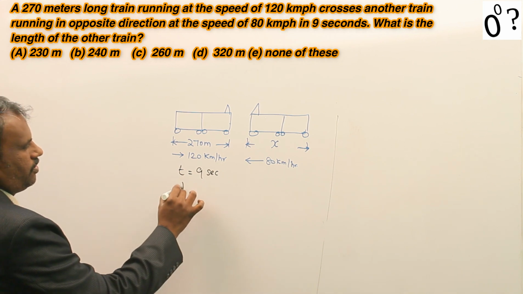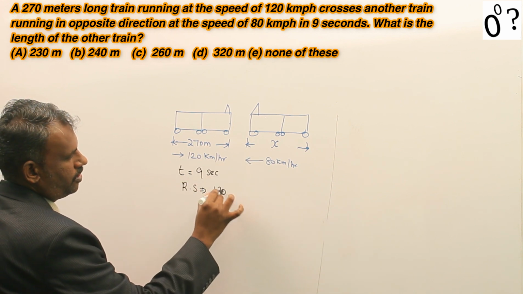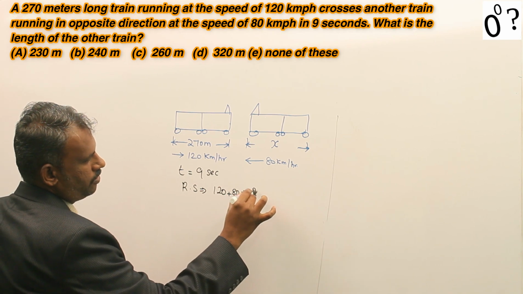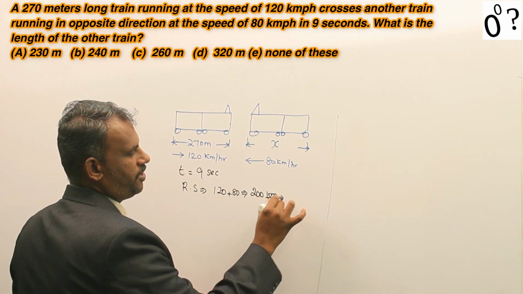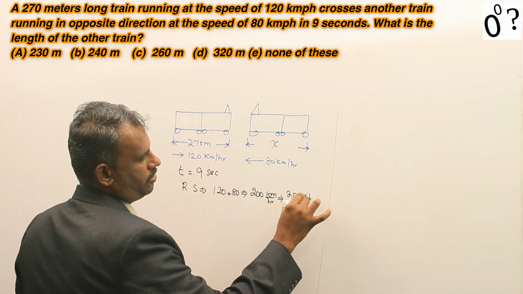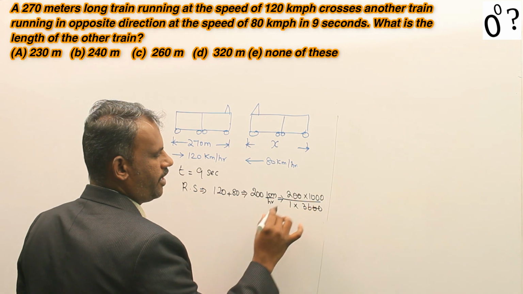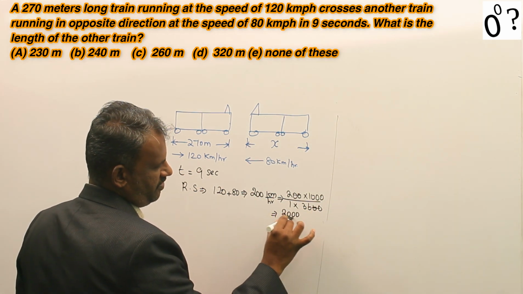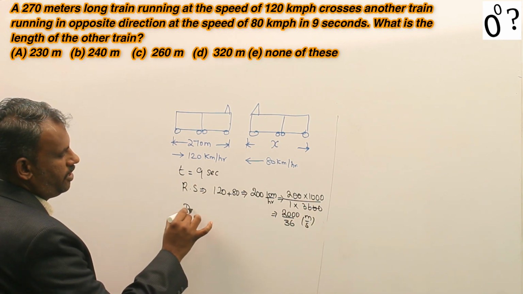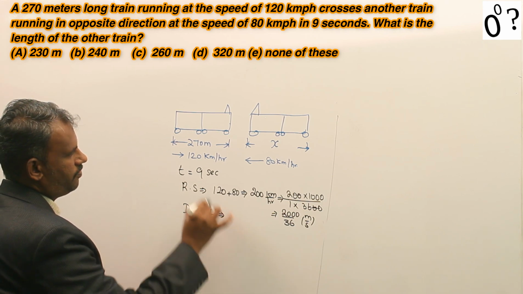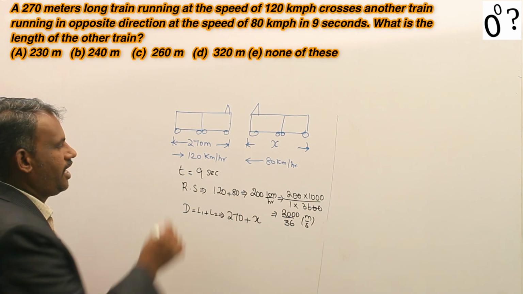Here the relative speed is equal to both speeds added, 120 plus 80, which is equal to 200 km per hour. If we convert this kilometer per hour into meter per second, 200 into 1000 divided by 1 into 3600. Cancel these two and we finally get 2000 divided by 36 meter per second. This is the speed, and the distance equals the length of train 1 plus the length of train 2. The length of train 1 is equal to 270 and the length of train 2 is equal to x meter. Time is equal to 9 seconds.